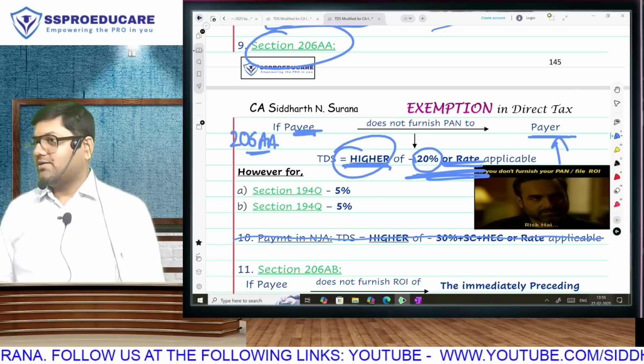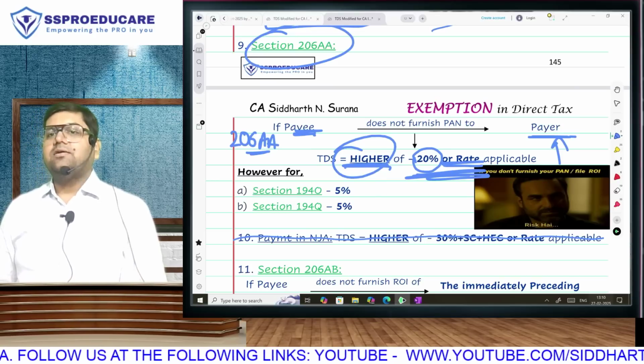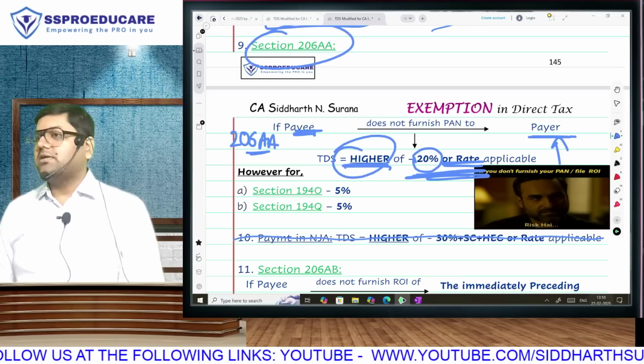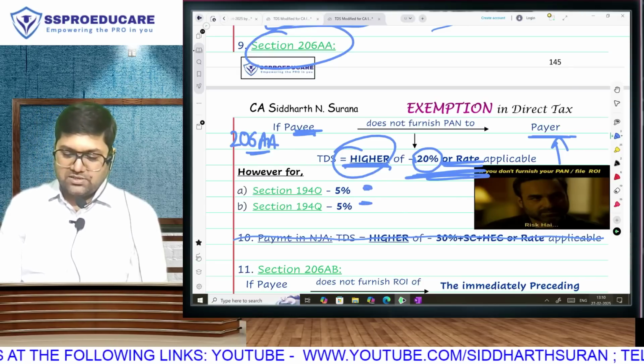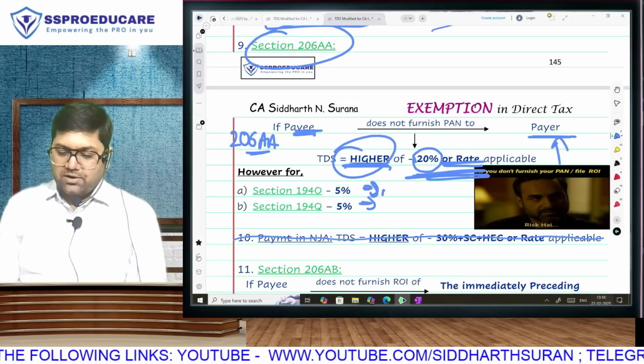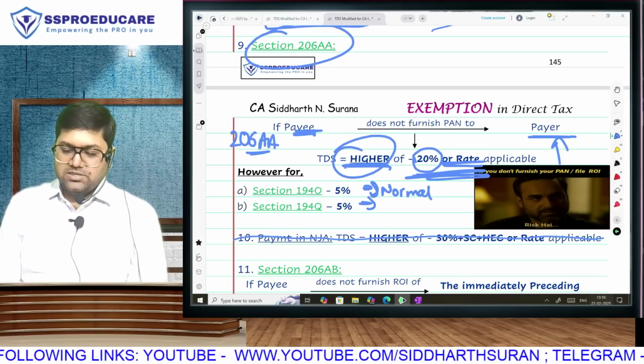You understand? If the payee does not furnish PAN, TDS will be minimum 20%. But there are two sections where, if I talk about these two sections, please listen to this. The normal rate of this section is 1%.